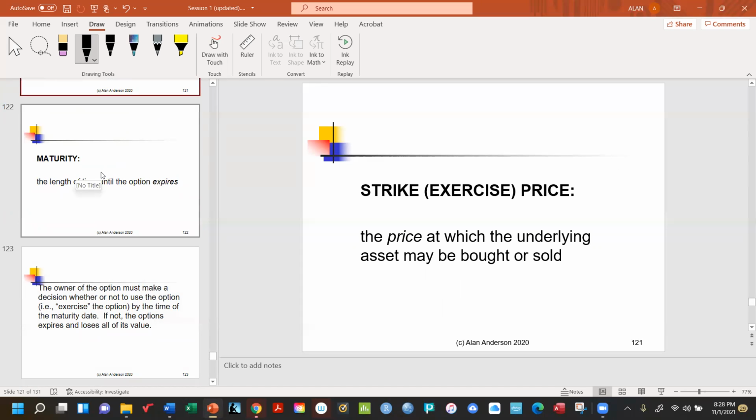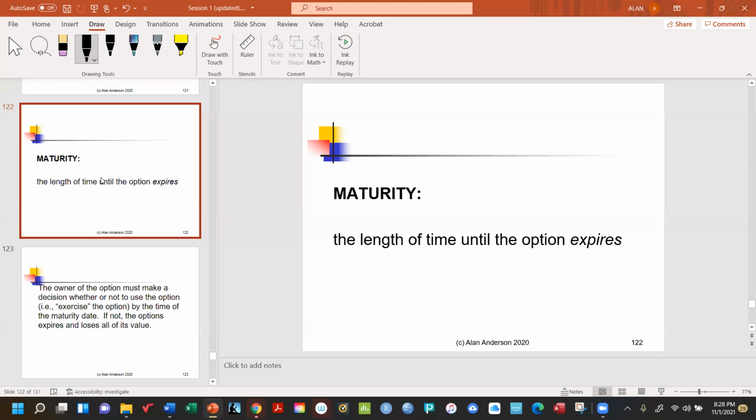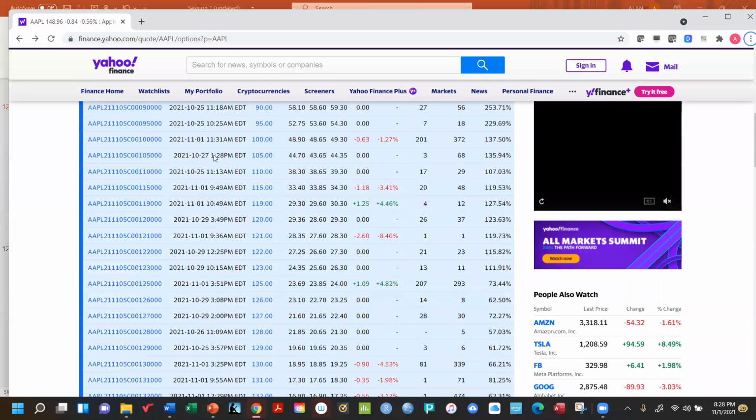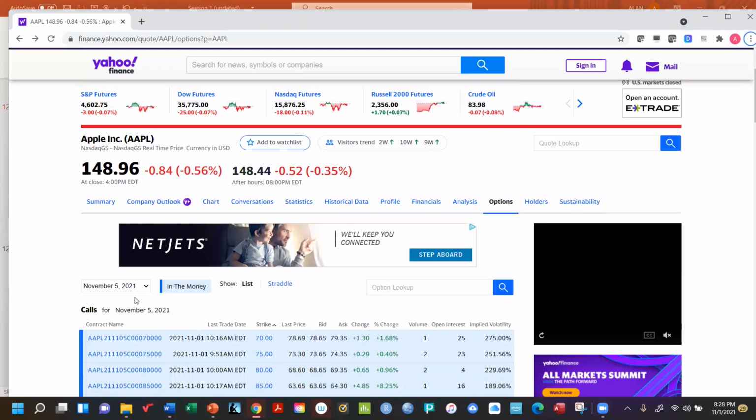Also, there's always a specific maturity date. The option doesn't last forever. The date on which it expires is called the maturity date. And so if you look here, in this case, all of these options expire on November 5th. That is our maturity date.